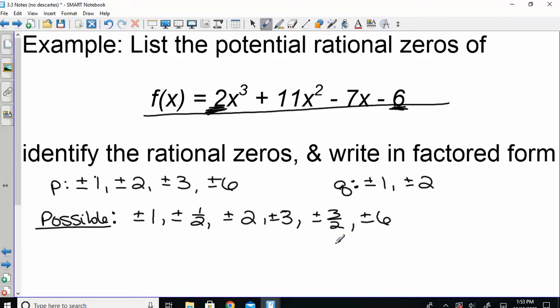Does everybody understand how I got that list? Now, that is not saying that every one of those numbers is a 0. How many zeros can I have here? 3. These are every number that could be a 0. So how could I find one that does work? Plug them in. What should it equal if it works? 0.